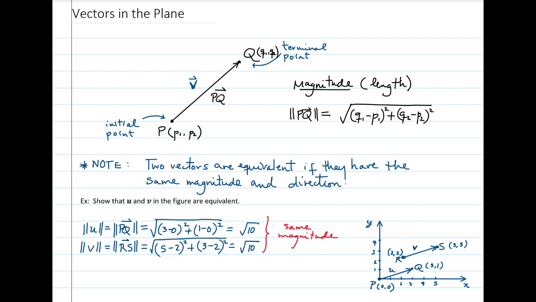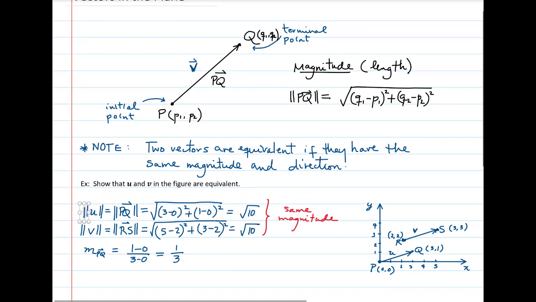Now we also need to show that they both have the same direction. There are different ways that we can approach and compare directions, but one easy way that you're familiar with is finding the slope of that line, right? Since we already have 2 points on both of these vectors, we're going to use our rise over run, or difference in the y over the difference in the x, to find the slope of both of these.